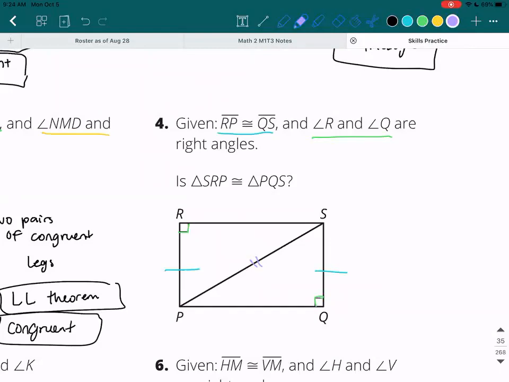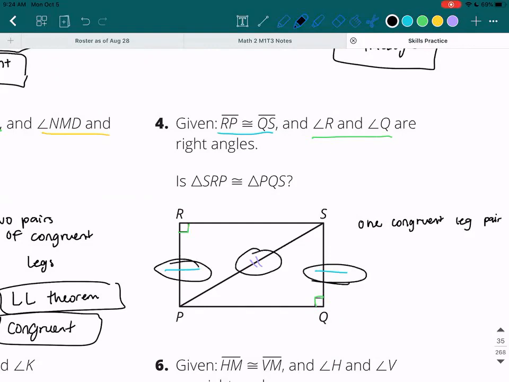because the hypotenuse of the top triangle is the same hypotenuse of the bottom triangle. It's literally the same line. So that is congruent to itself. So therefore we have one congruent leg pair. That's these, one congruent leg pair. And we also have a congruent hypotenuse. So we have leg and hypotenuse.